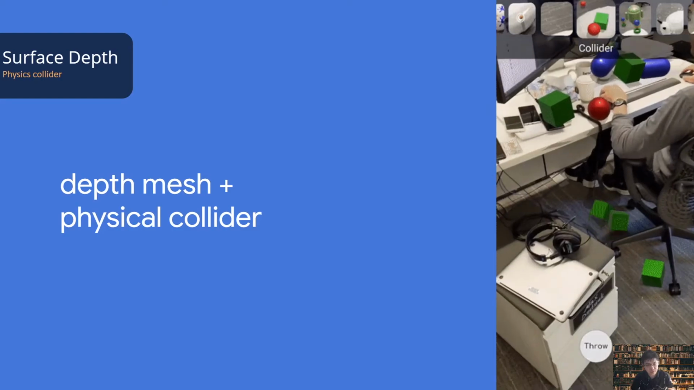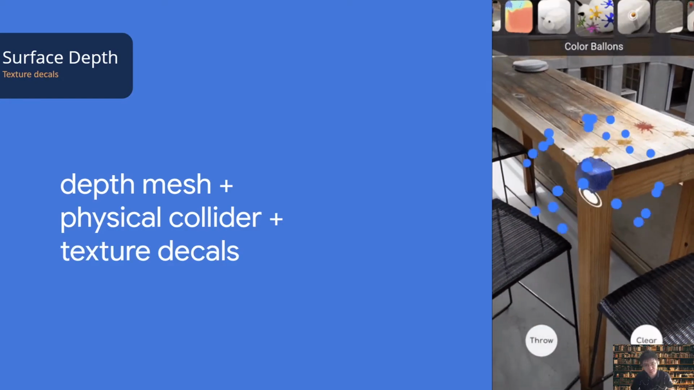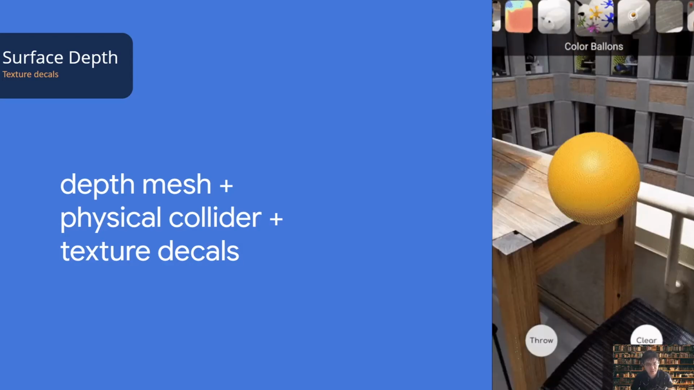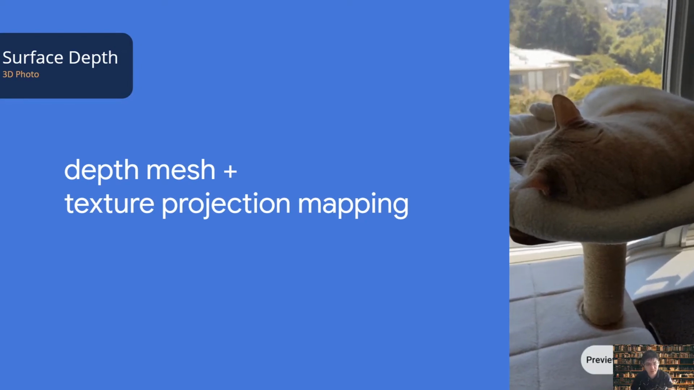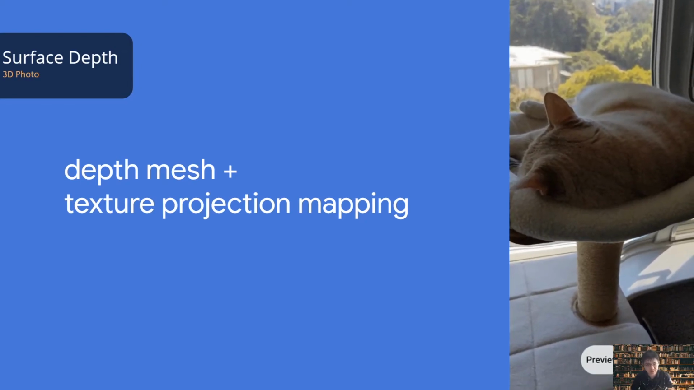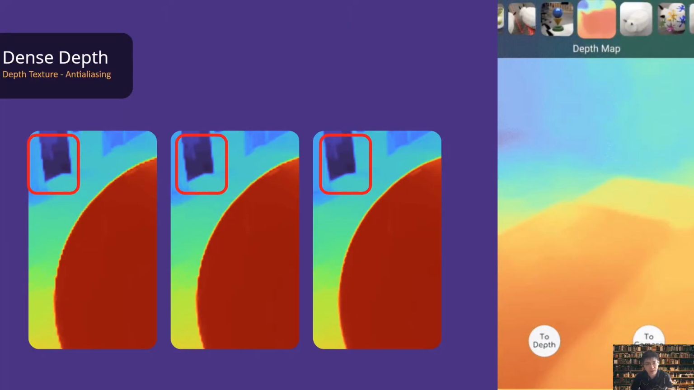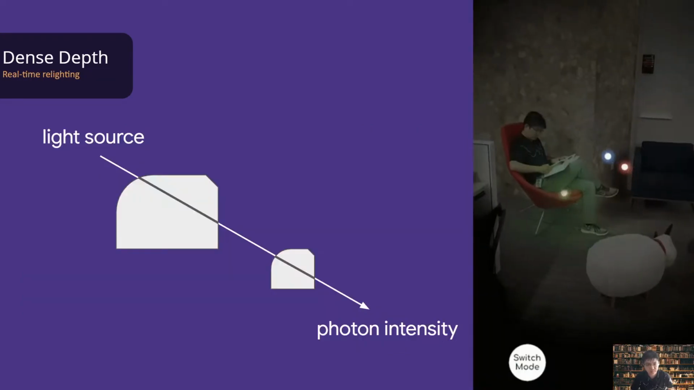With surface depths, we implemented a physical collider. An advanced example is color balloons thrown onto physical surfaces with texture decals. 3D photo effect is also included in DepthLab with texture projection mapping techniques. As for dense depths, we introduce a depth-guided anti-aliasing algorithm to reduce artifacts.